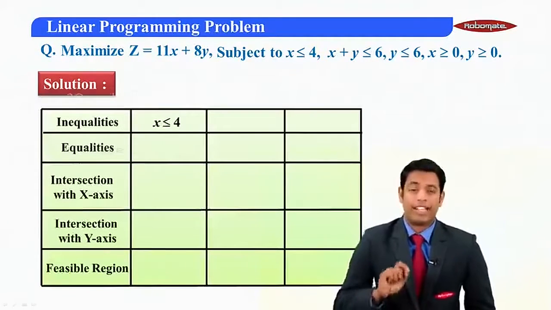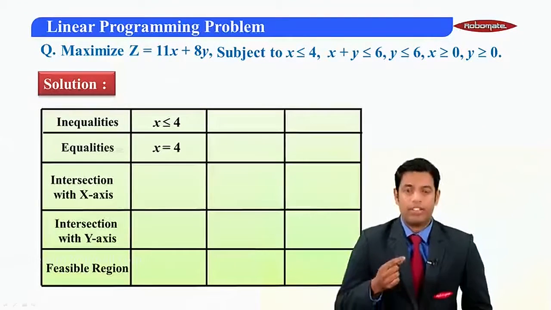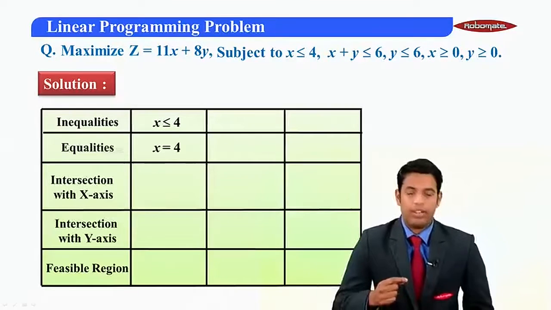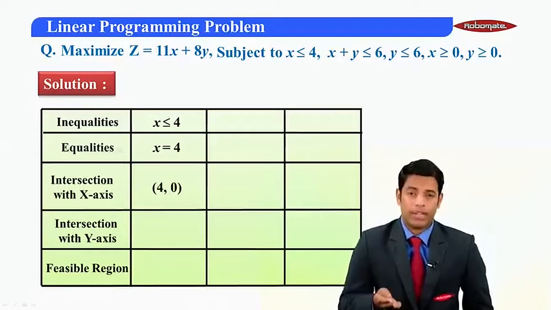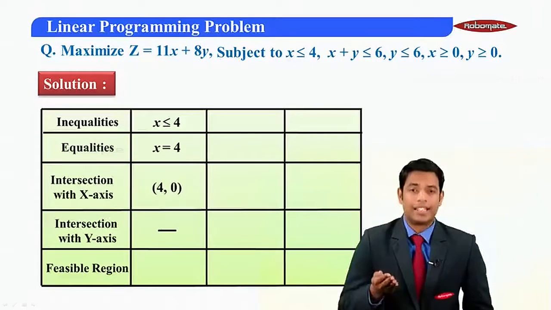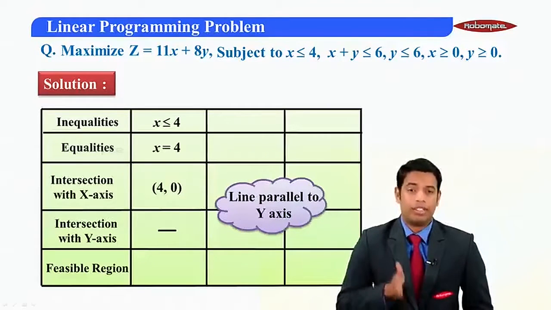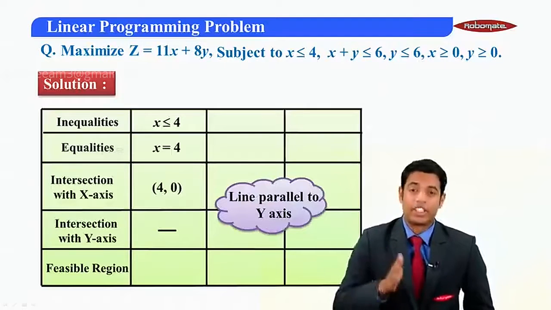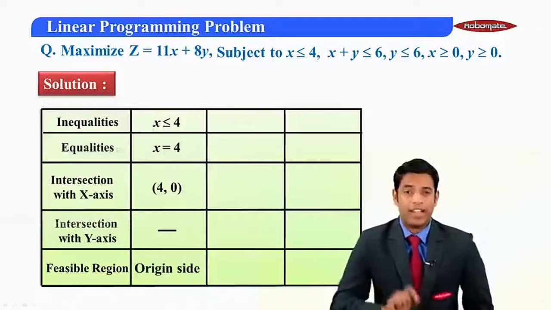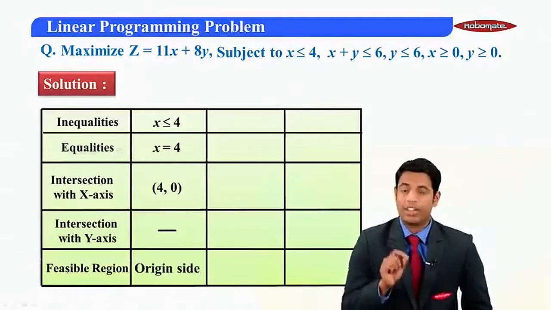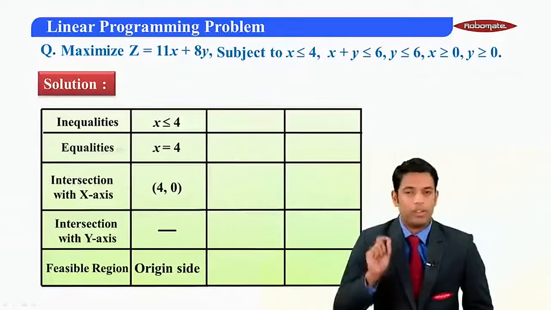First we will convert each inequality into equality, that is equation. So x less than or equal to 4, we'll write it as x equal to 4. Next, intersection with x-axis and y-axis. For that we'll put y equal to 0 first. So we'll get x as 4, and since this is a line parallel to the y-axis, we won't find any intersection with the y-axis. And what is the feasible region? Apply the origin test and we will get 0 as the answer. So 0 less than or equal to 4 satisfies the inequality, hence the feasible region will be the origin side.